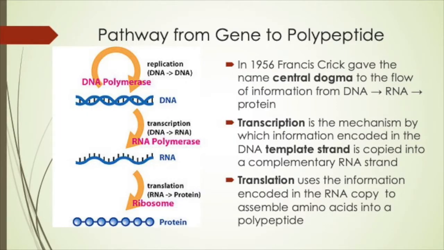Okay, so in 1956, Francis Crick gave the name central dogma to this pathway. Central dogma meaning you go from DNA to RNA to protein. You have your DNA, which is the list of all the instructions in your cells, right? And then that DNA is transcribed into RNA. And then that RNA is translated into protein.